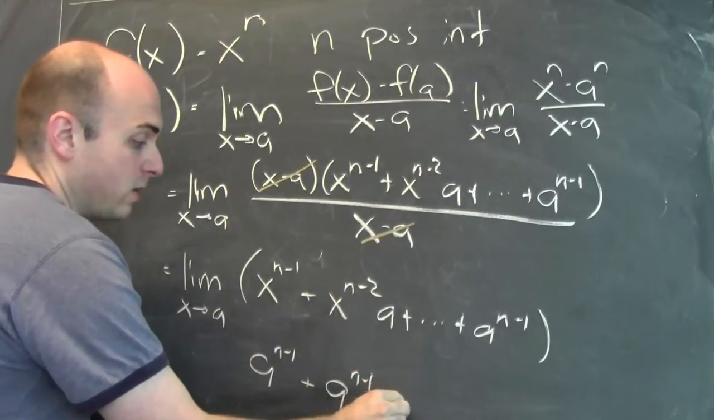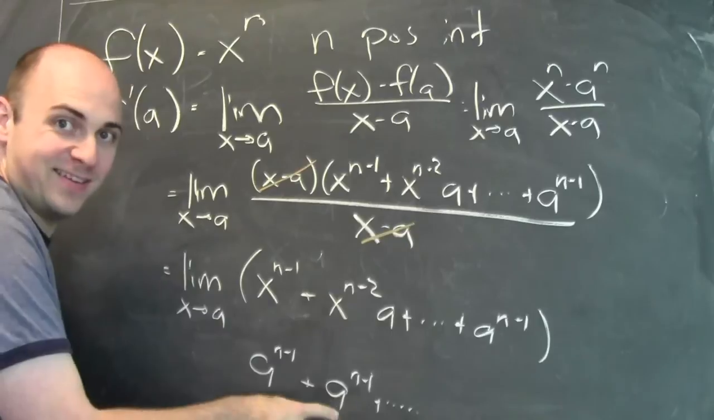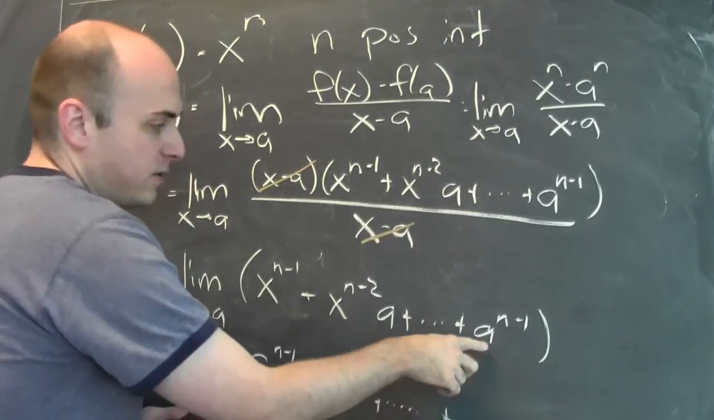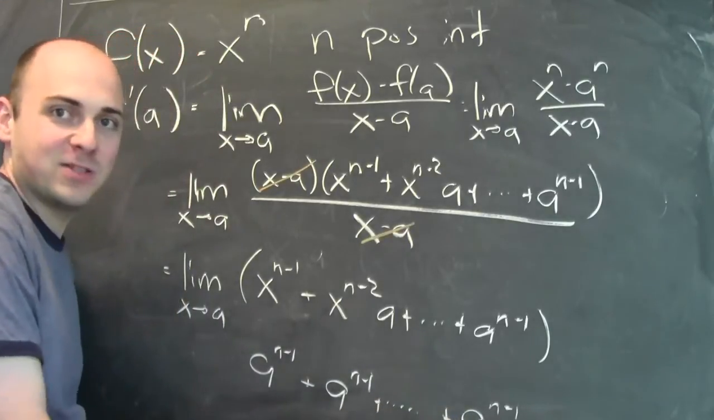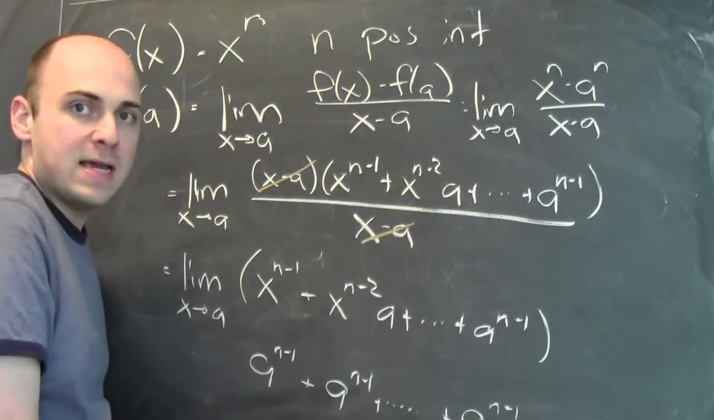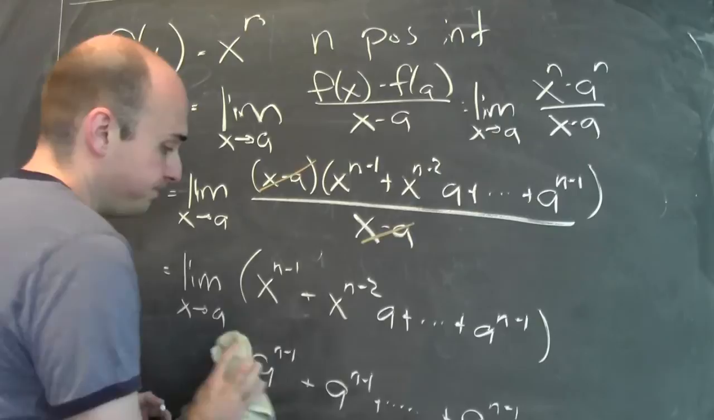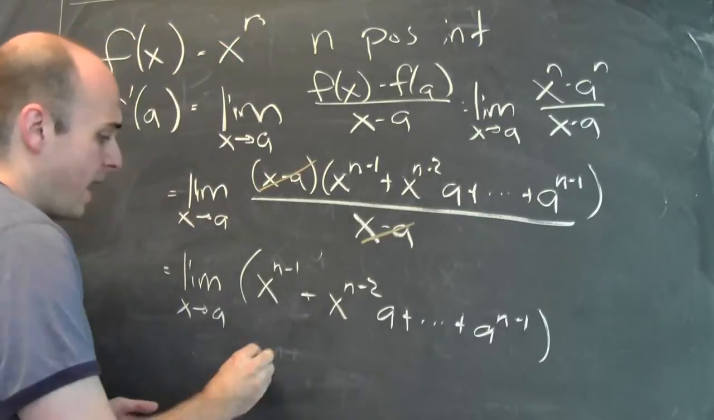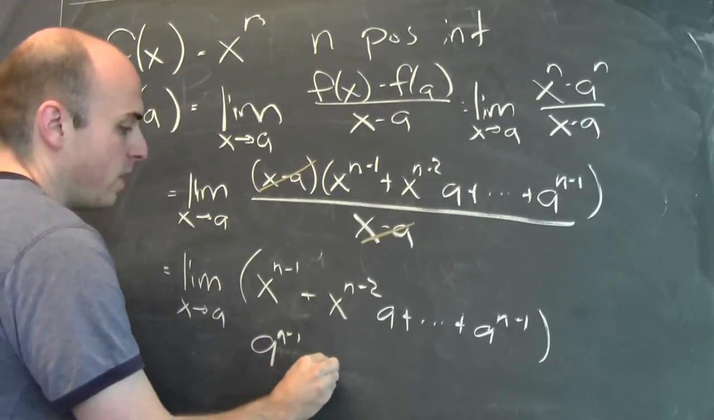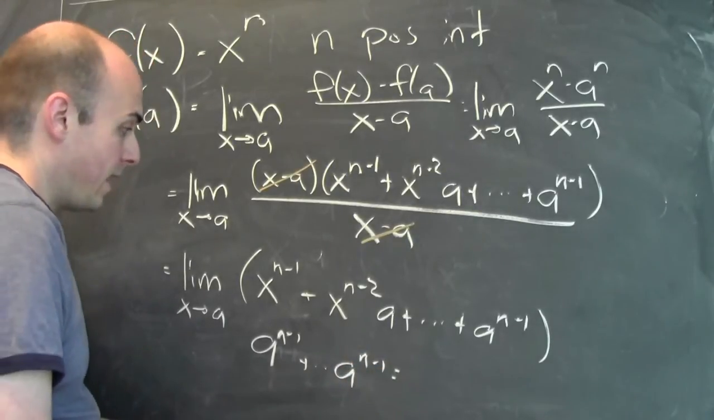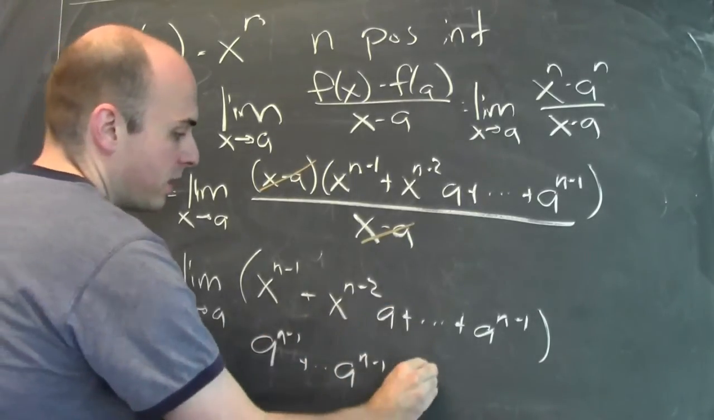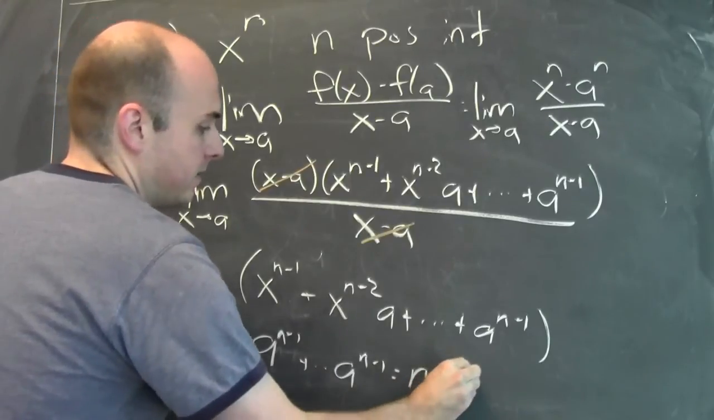And in fact, all of the terms are a to the n minus 1 in the limit, and it ends with a to the n minus 1. It's also in the limit just a to the n minus 1, right? So every single term along the way is a to the n minus 1. So I've got n terms, all of which are a to the n minus 1. And there's n of them, so the sum is just n a to the n minus 1.